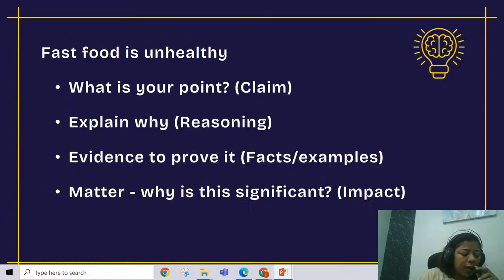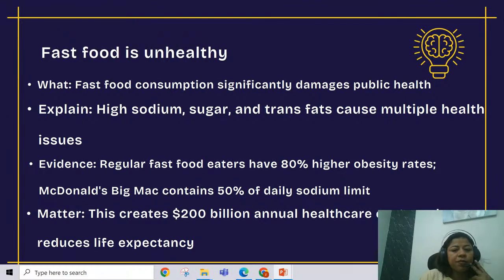So let's look at the sample answer that I have framed. That is, fast food consumption significantly damages public health. It is explained by: high in sodium, sugar, and trans fat cause multiple health issues. Evidence is regular fast food eaters have 80% higher obesity rates. A McDonald's Big Mac contains 50% of the daily sodium limit. And the matter is, this creates $200 billion annual healthcare costs and reduces life expectancy significantly.